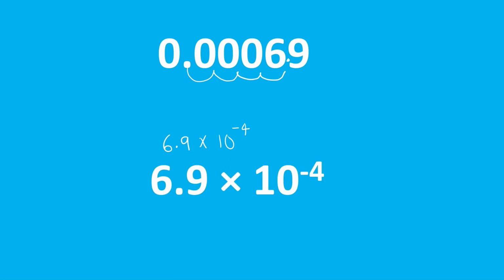I would like you to have a go at this one, so pause the video. Alright, so again, it's a very small number. I need to make it between 1 and 10, so 1, 2, 3, 4 jumps. This is between 1 and 10, so 6.9. And because I made 4 jumps, I do times 10 to the power of, instead of 4, that would be for large numbers, this is a very small number, it's negative 4. And that's how I write it in standard form, 6.9 times 10 to the power of minus 4.